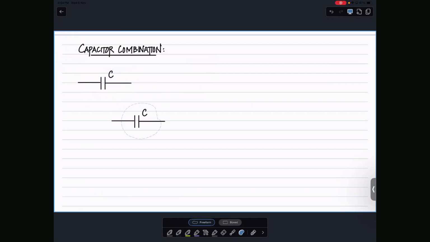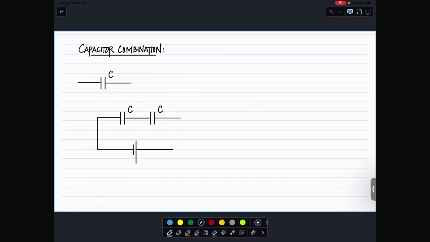So let's start with the first one. The first combination we have is a series combination. In a series combination, your capacitors will go like this, just like how resistors combine. Okay, so this is called a series combination, and we will connect this to a battery. So how does this affect my circuit? Let's see. The basic idea of a circuit interaction is still the same.